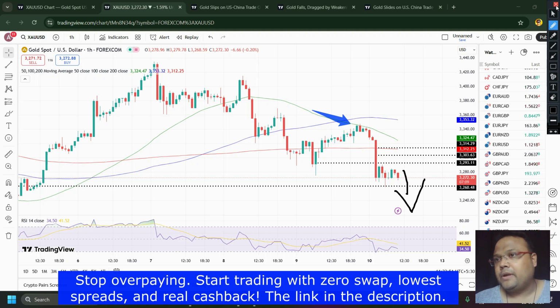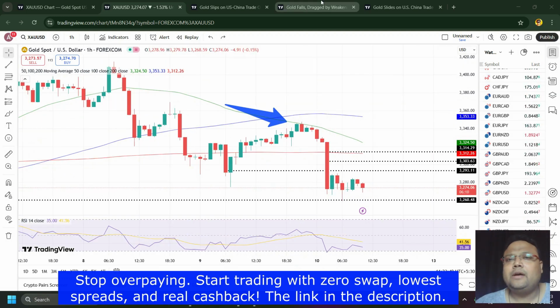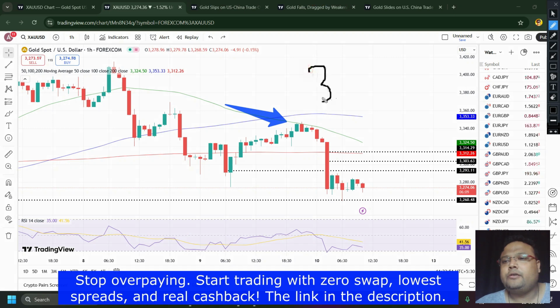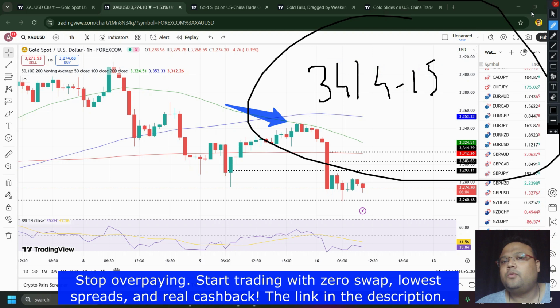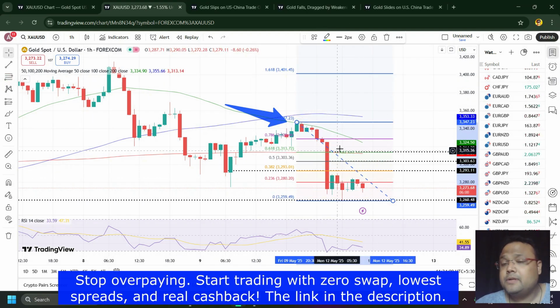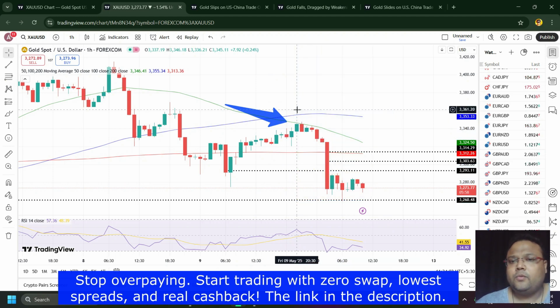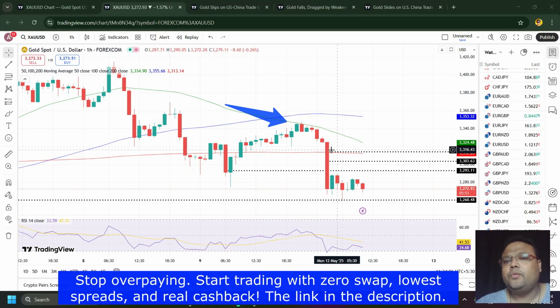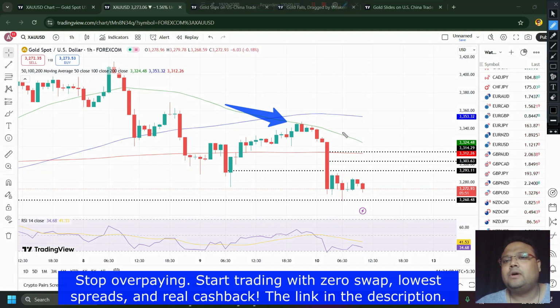3258 area. And if gold goes up, then we have a good selling opportunity around 3414-3415 area. Why 3414-3415 area? Because we have the Fibo 61.8% retracement level, but we also have the 200 moving average. So as a day trader, we can look for a sell around 3414-3415 area. If the market shows price rejection from above, be careful.